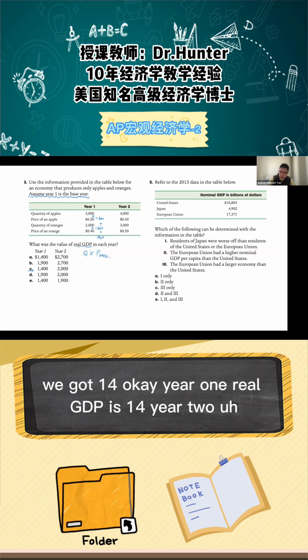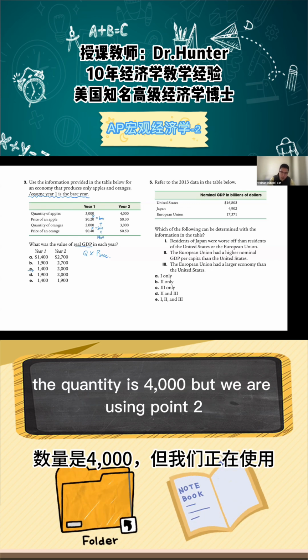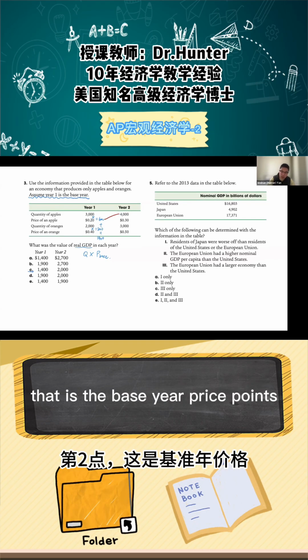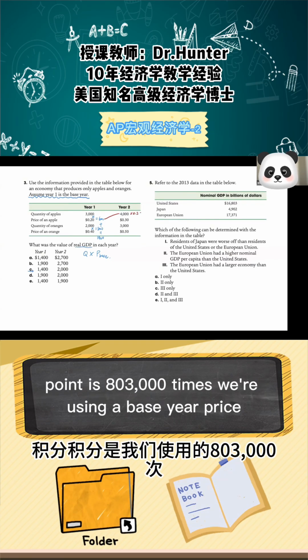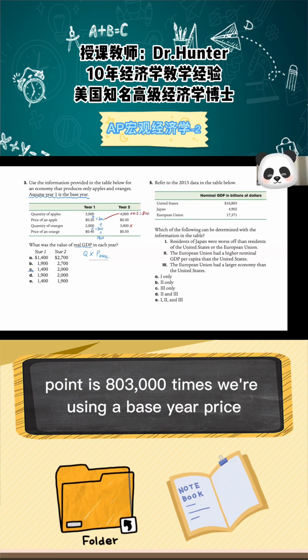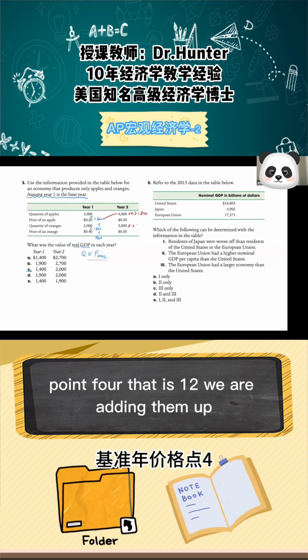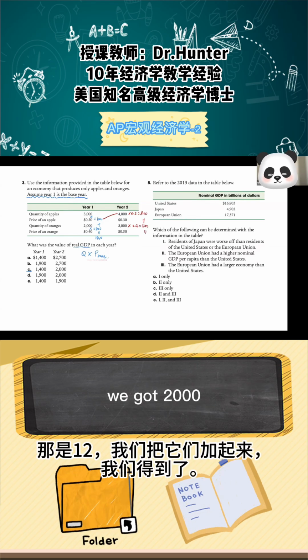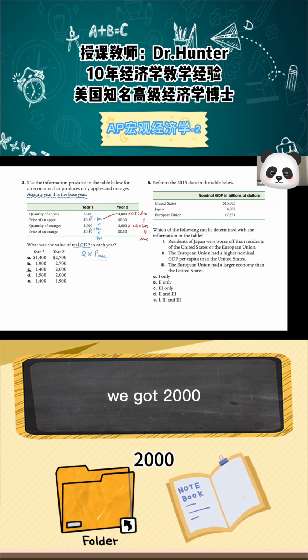Year two, the quantity is 4,000, but we are using 0.2. That is the base year price. Point is 800. And 3,000 times, we are using the base year price 0.4. That is 1,200. We are adding them up. We got 2,000. Correct answer is C.